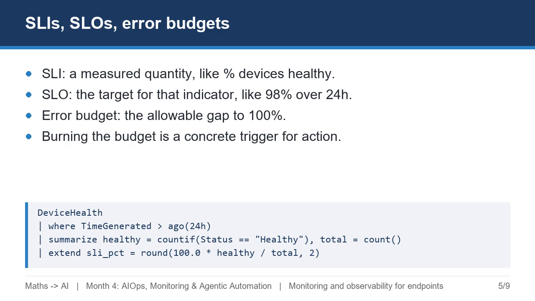To make fleet health an objective question, define indicators and targets. An SLI, a service level indicator, is a measured quantity, like the percentage of devices healthy. An SLO, a service level objective, is the target for it, say 98% over 24 hours. The gap to 100% is your error budget. If your healthy percentage drops to 96, you're burning that budget, and that's a concrete, trackable trigger for action.